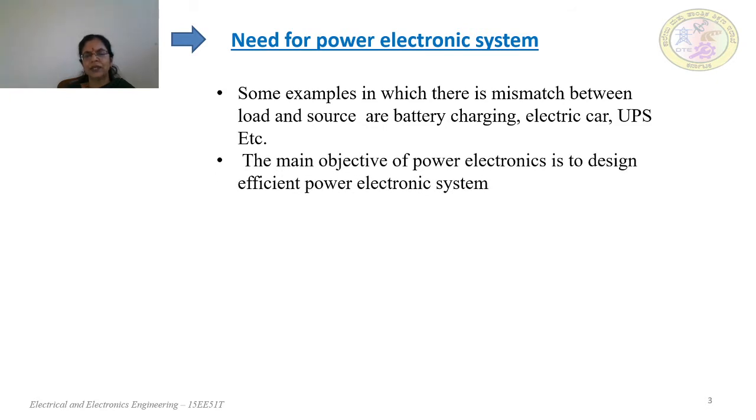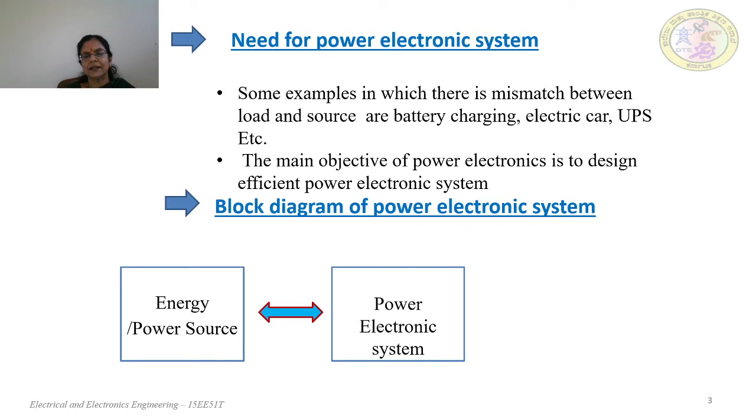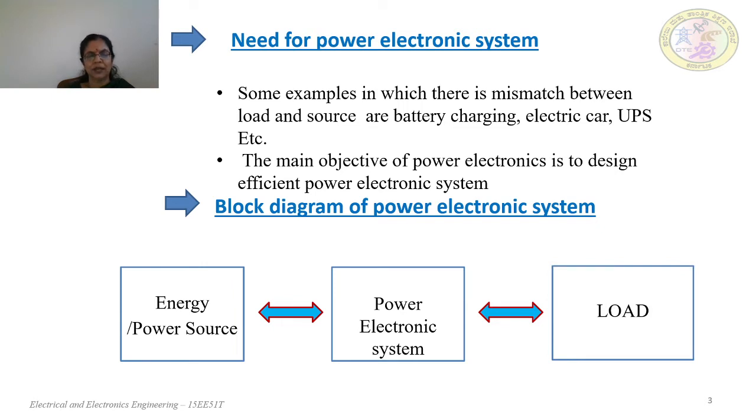The main objective of power electronics is to design efficient power electronic system. The block diagram shows the power electronics system positioning. You can see from the block diagram, power electronic system is between power source and the load.